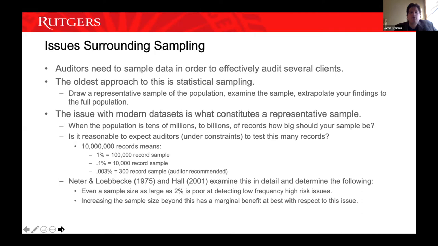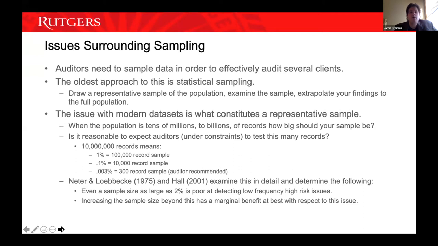And so when you look here, a population of 10 million records, which is small by some regards for large auditors these days. So 10 million records, even if you're looking at a 1% sample, that's 100,000 records that you're going to have to sample. Right? That's a huge population for you to test in detail.